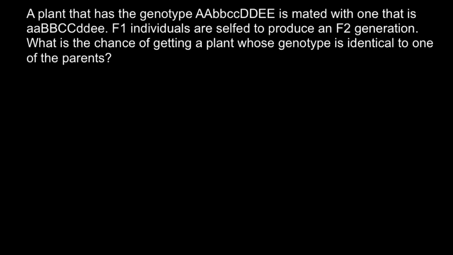Hi, in this video I'm going to talk about the law of probability and genetics, and here's a problem. A plant that is homozygous for 5 genes is mated with one that is also homozygous for 5 genes, but as you see, the genotypes are different. F1 individuals are selfed to produce an F2 generation. What is the chance of getting a plant whose genotype is identical to one of the parents?